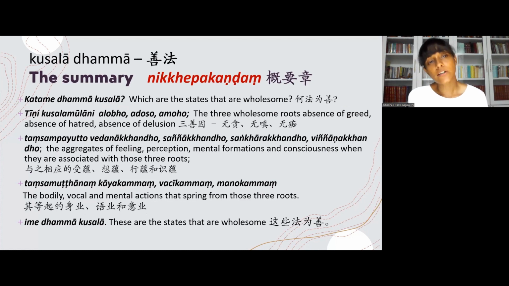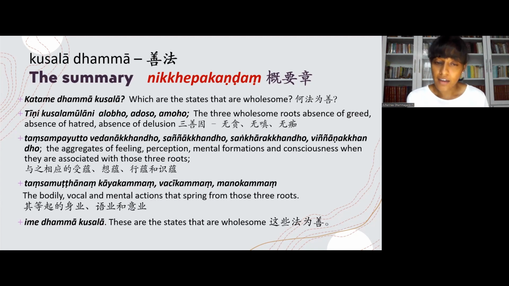Now let's look at how Kusala Dhamma is described in the Nikkhepa Kanda, or the summary. Katame Dhamma Kusala. Which are the states that are wholesome? So the summary starts with a question, and it's followed by an answer. So the answer is Tini Kusala Mulani, Alobo, Adoso, Amoho. The three wholesome roots: absence of greed, absence of hatred, and absence of delusion. Tang sampayutto, Vedanakkhando, Sanyakkhando, Sankharakkhando, Vijñānakkhando. The aggregates of feeling, perception, mental formations, and consciousness when they are associated with those three roots.